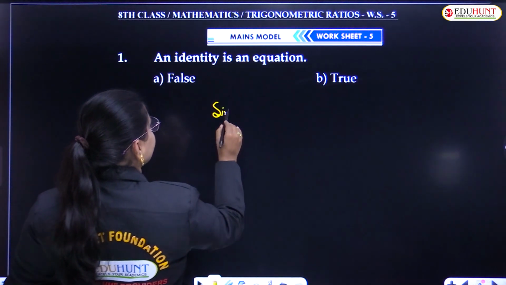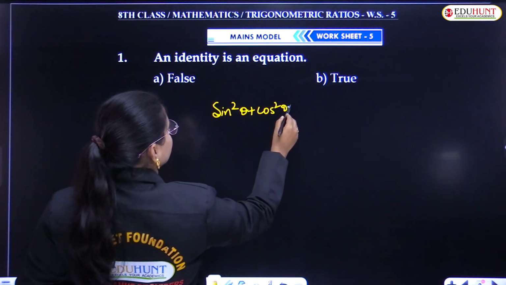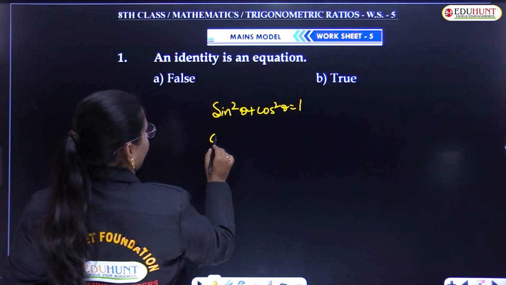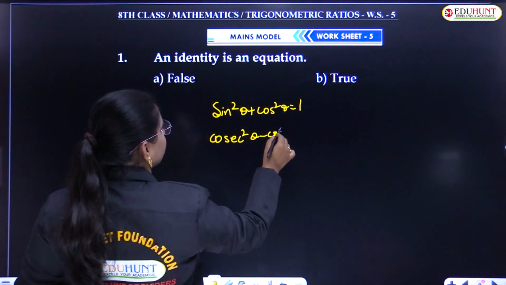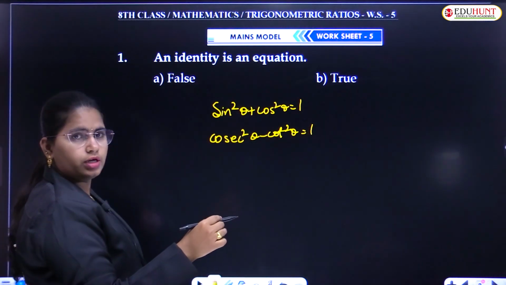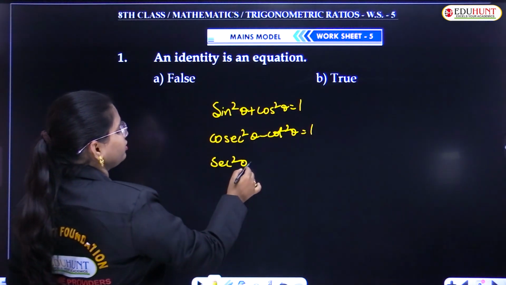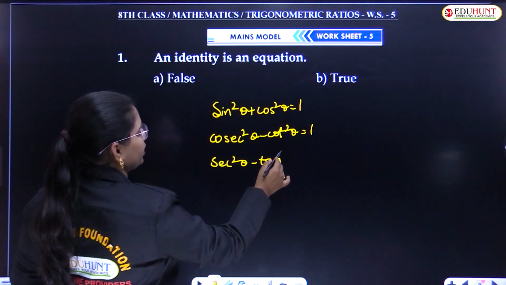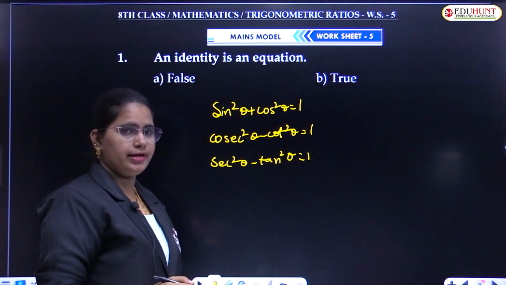Sin square theta plus cos square theta is equal to 1. The next one is cosecant square theta minus cot square theta is also equal to 1. The next one is secant square theta minus tan square theta is equal to 1. So all these 3 are identities.